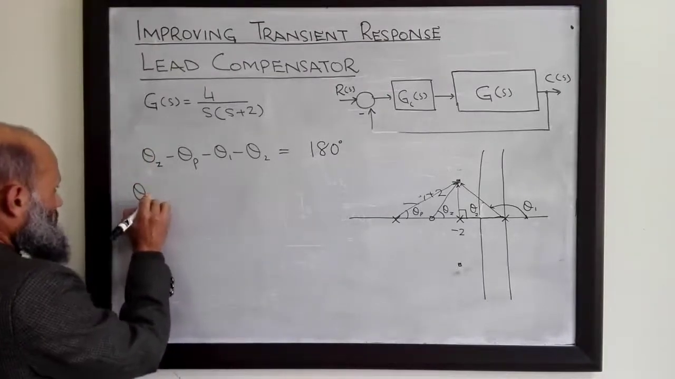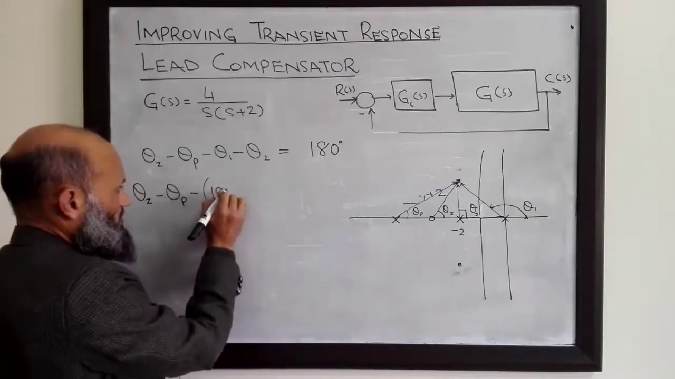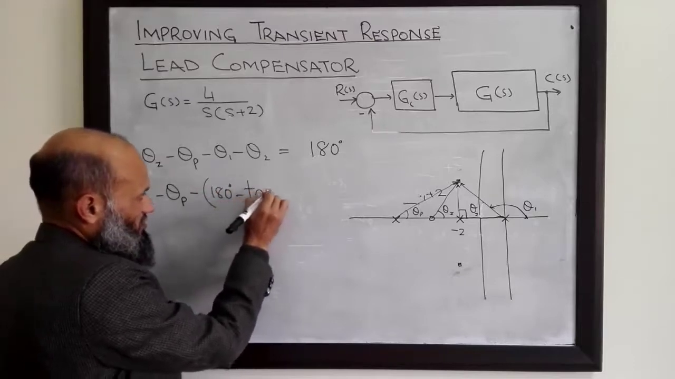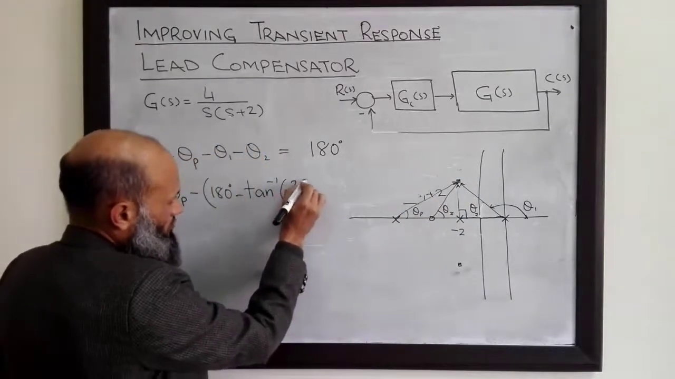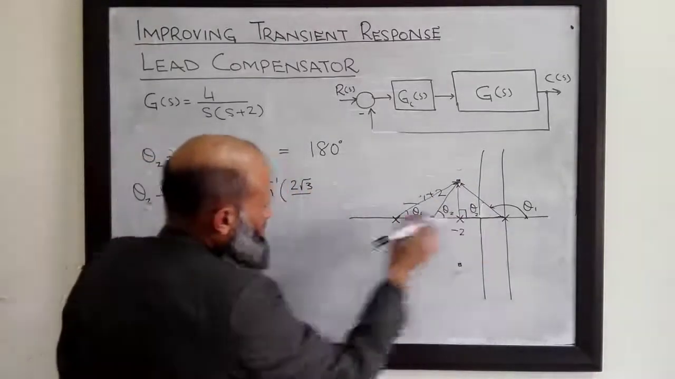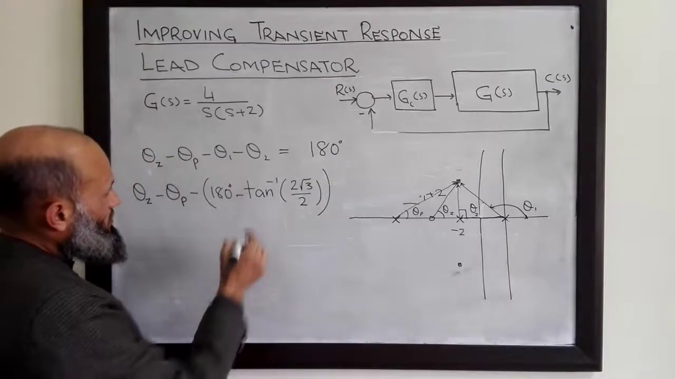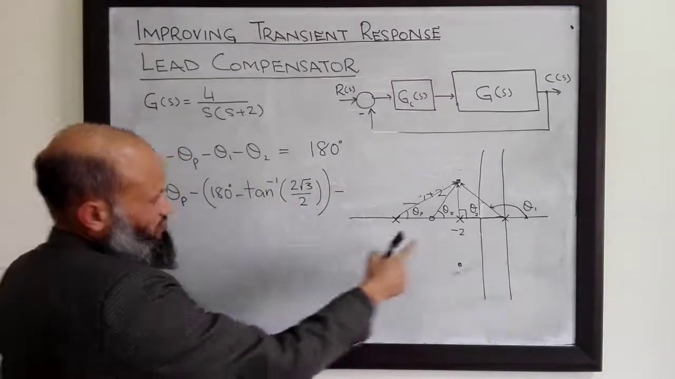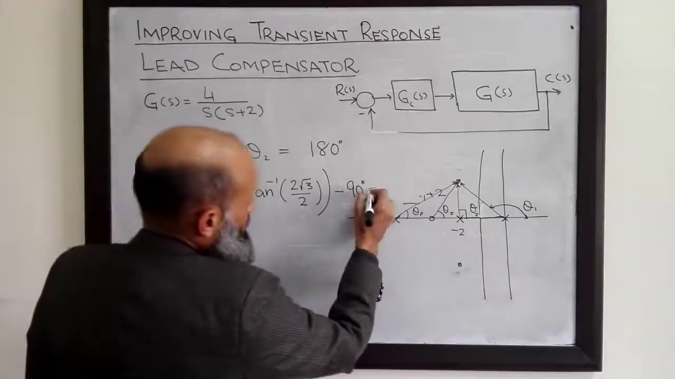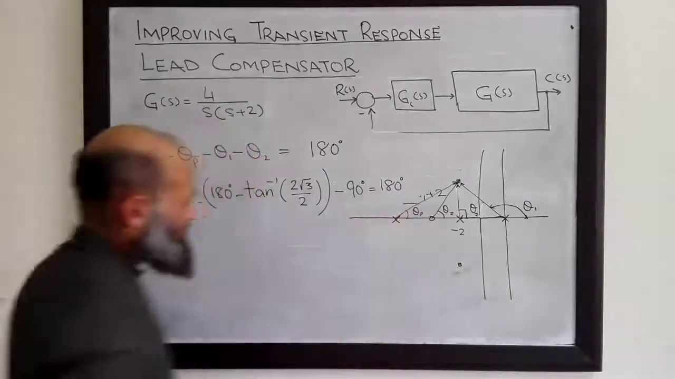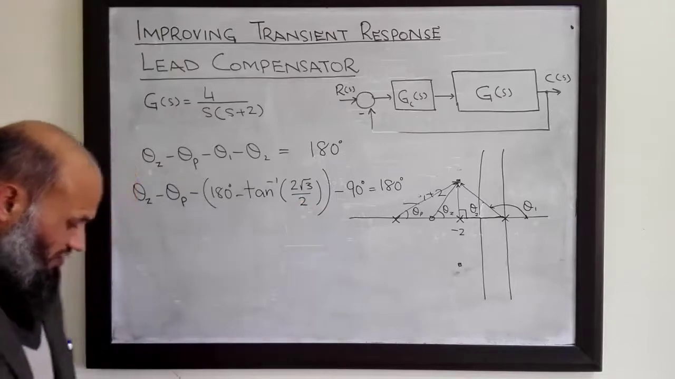So theta 0 minus theta p, what is theta 1? Theta 1 is 180 degrees minus tangent inverse of this length, which is 2 into square root of 3, divided by this length, which is 2. So that is theta 1, minus theta 2. Theta 2 is 90 degrees. So we want it to be equal to 180 degrees. This angle comes out to be equal to 60 degrees.